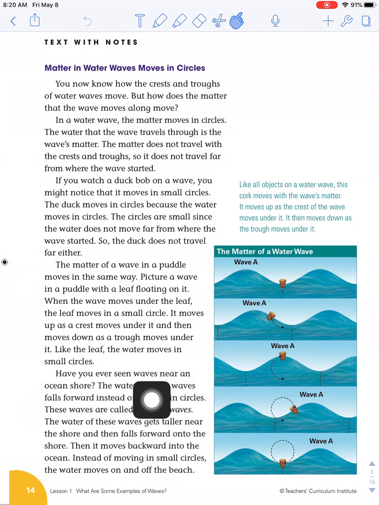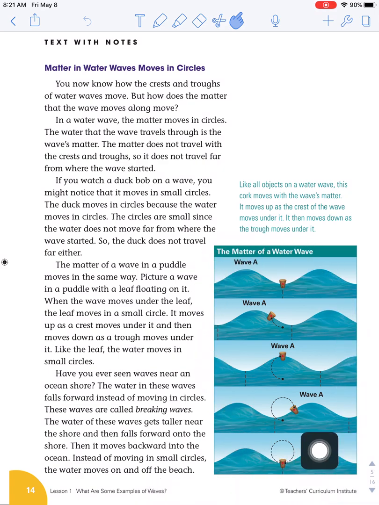Have you ever seen waves near an ocean shore? The water in these waves falls forward instead of moving in circles. These waves are called breaking waves. The water of these waves gets taller near the shore and then falls forward onto the shore. Ooh, like it's gonna break the shore, or maybe it's breaking the water along the shore. Then it moves backward into the ocean. Instead of moving in small circles, the water moves on and off the beach.